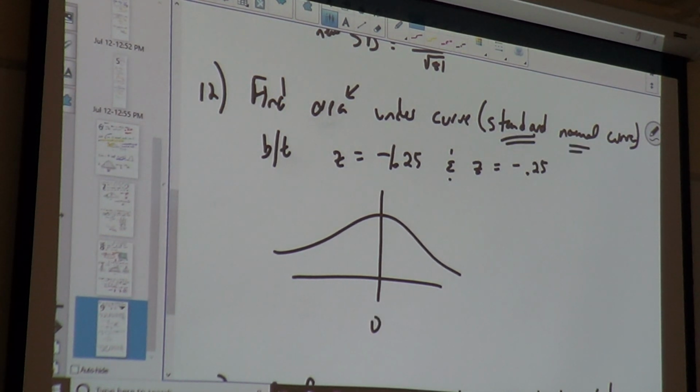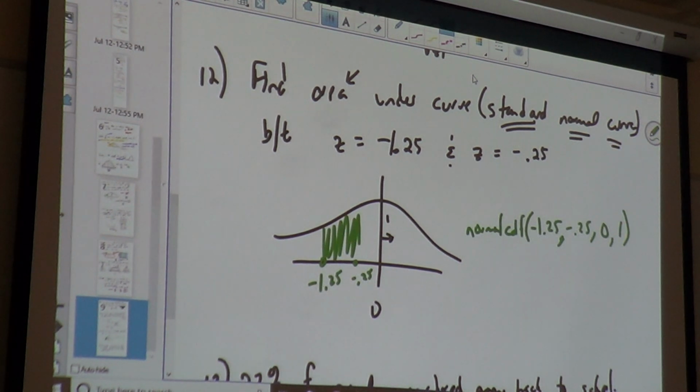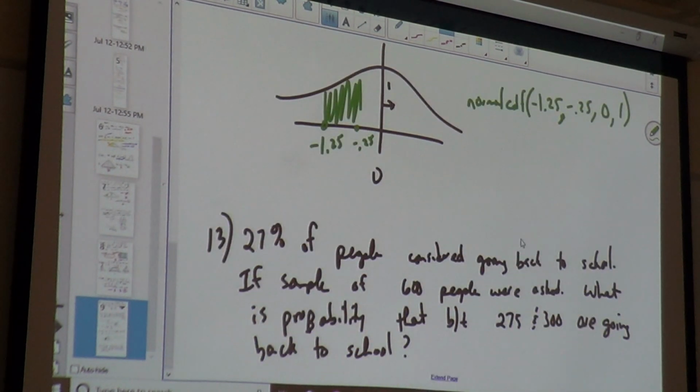Zero, because it's a standard normal curve and I did not give you a mean. We're doing a z of negative 1.25 and a z of negative 0.25, and I want to know between. So it's a normal CDF. Where did I begin shading? Where did I end shading? What is my mean? 0. And my standard deviation. So you're going to be thrown every type of problem, and you're going to have to know what to do. Let's look at another one.